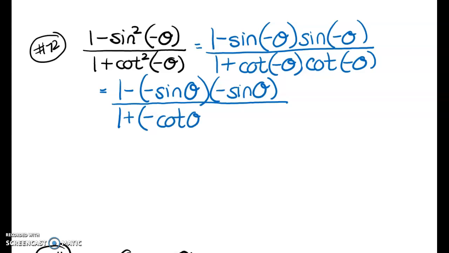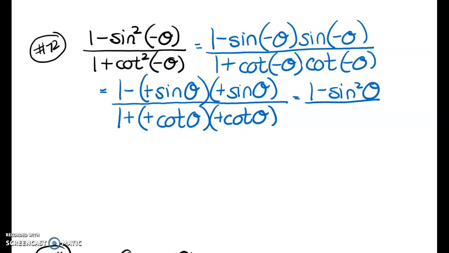And cotangent is the same, right? Cotangent of negative theta is negative cotangent of theta. So now I'm just going to simplify this. When I multiply a negative times a negative, I get a positive. So it's 1 minus sine squared of theta. And this becomes the same thing, 1 plus cotangent squared theta.